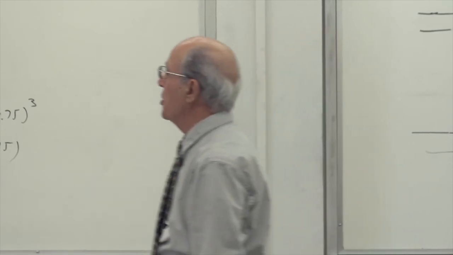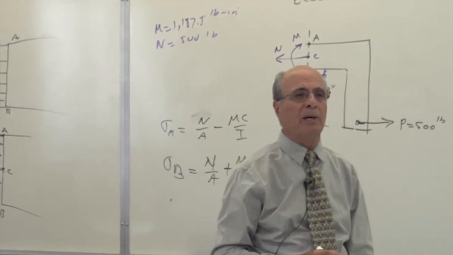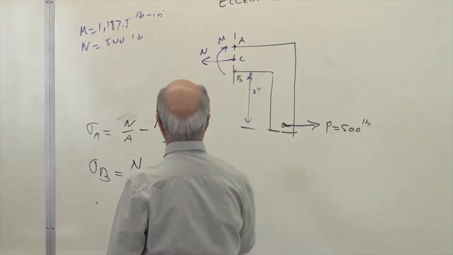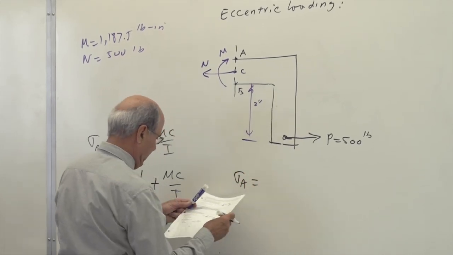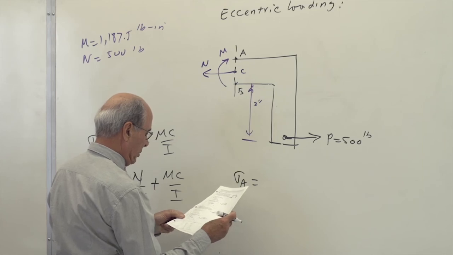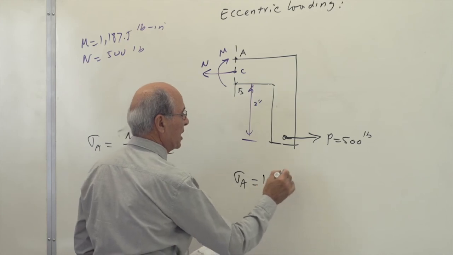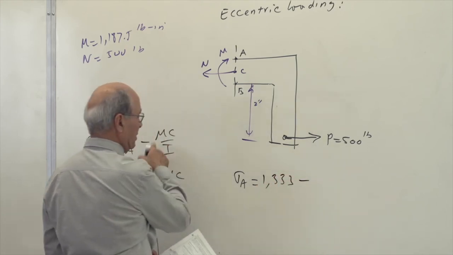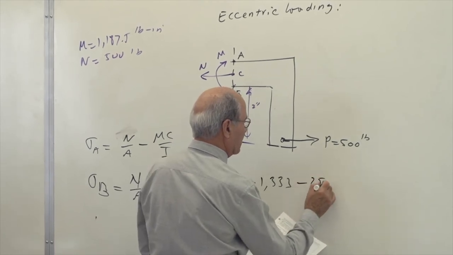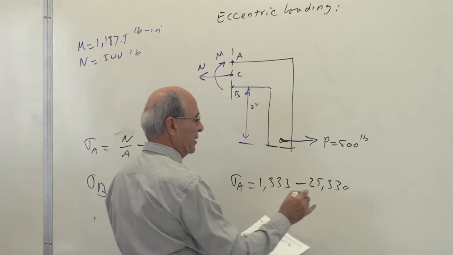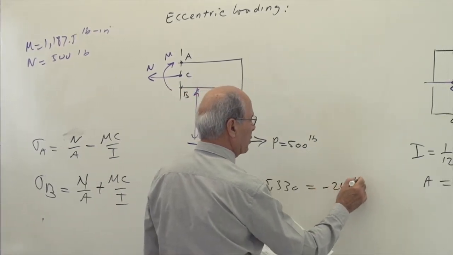Is that correct? And the C, of course, is the half distance from the centroid to the top. We already know about that. Is that correct or not? Yes? So let's write it down. Sigma A becomes equal to 1,000, as I recall, so it has become 1,333 positive PSI and minus, because this is repeated, minus 25,330. This is much larger than the other one for this problem. So it ends up equal to minus 24 KSI.